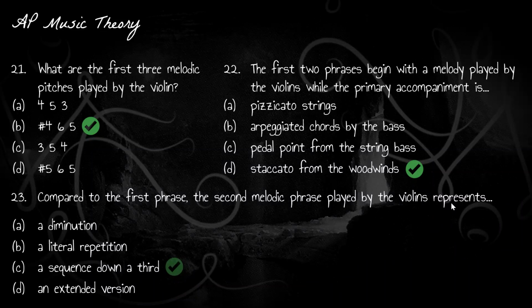Here we have the answers. 21. The correct answer is B. Violins are playing a sharpened fourth, 6 to 5. Fi, la, so. It is a consistently heard motive. 22. The correct answer is D. In the first 2 phrases, the woodwinds are playing staccato accompaniment. 23. The correct answer is C. Compared to the first phrase, the melody in the second phrase is played down a third.